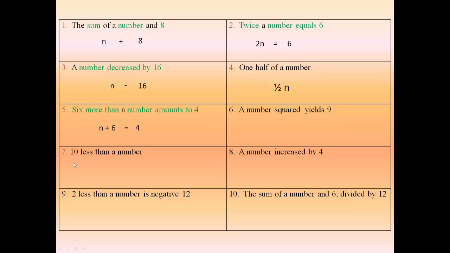Okay, it's your turn on number 7. Make sure to highlight and be careful of the turnaround word. 10 less than a number. Well, that would be n minus 10. Did you remember to switch the order of the n and the 10?